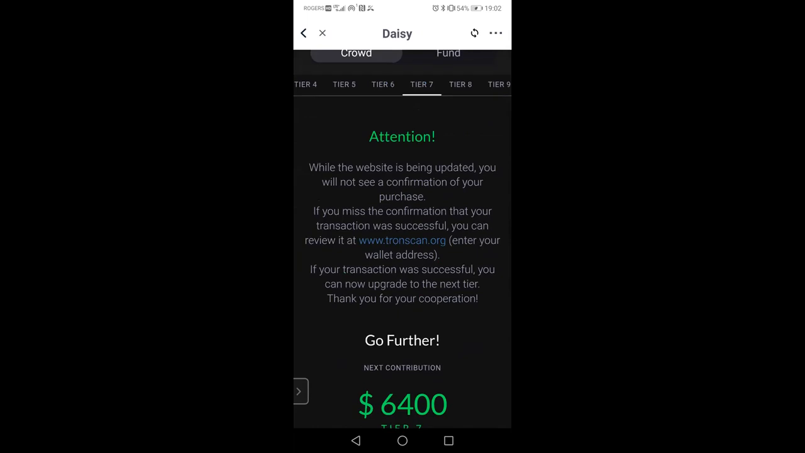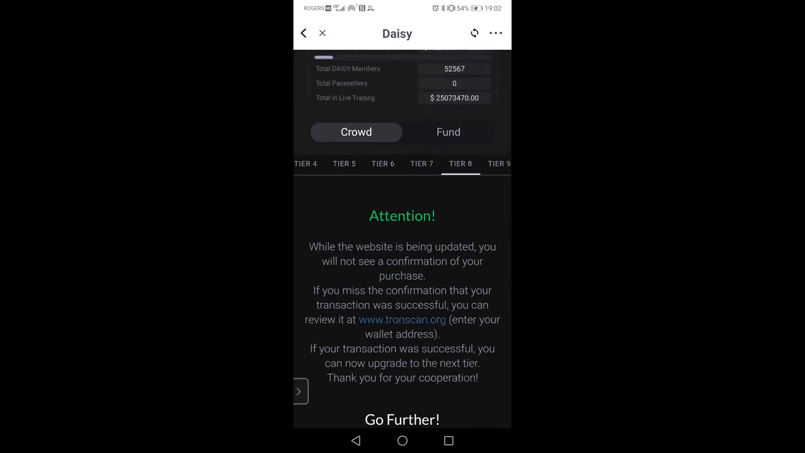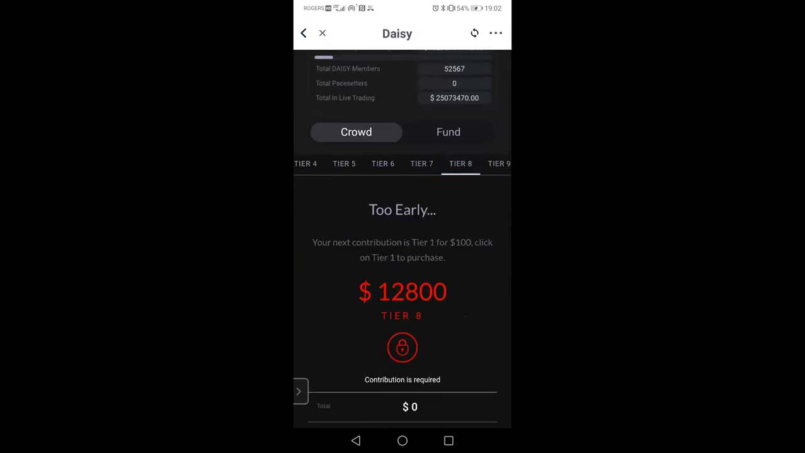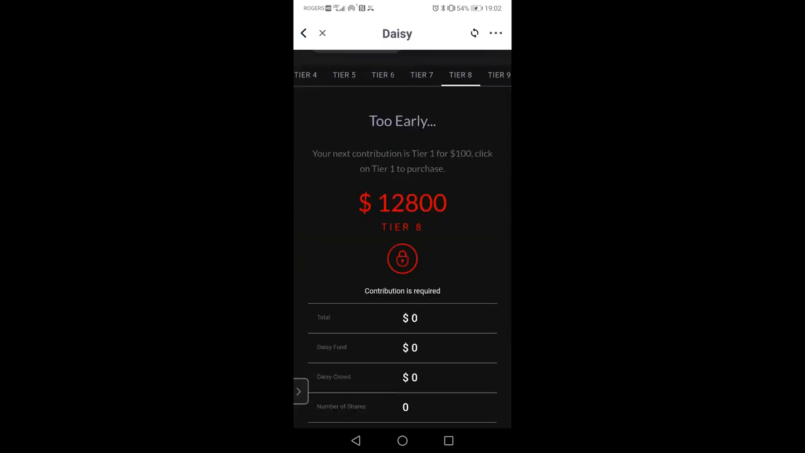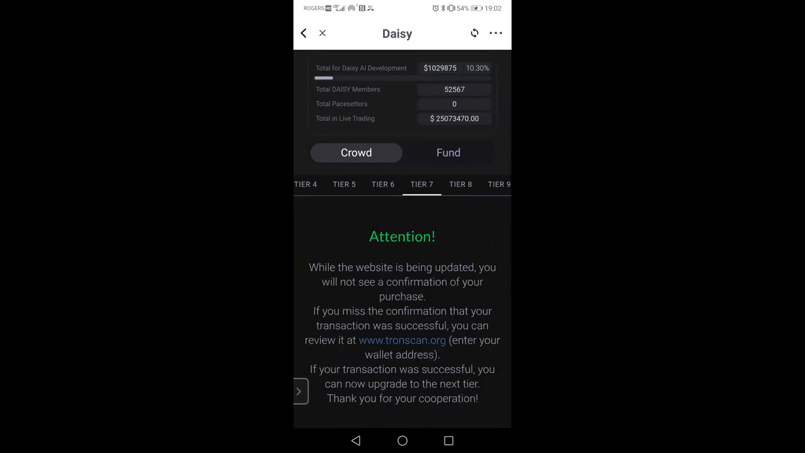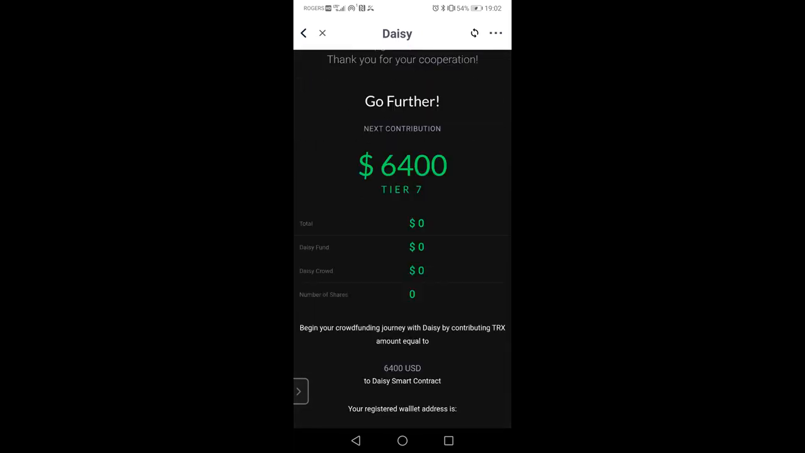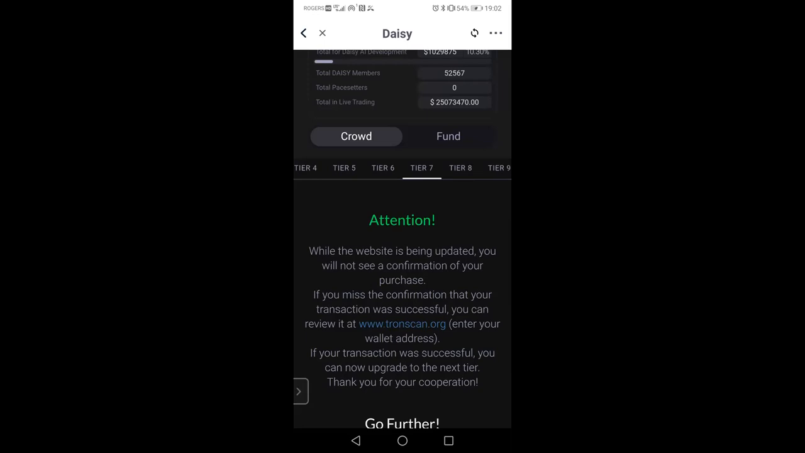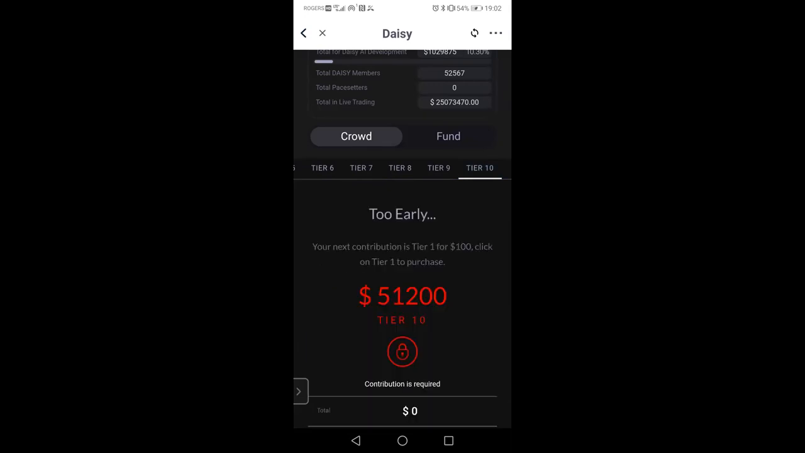And once I bought this one, I can go to tier 8 anytime I want. This shows red because I cannot buy tier 8 if I haven't bought tier 7. That's how it works. So in order for me to buy tier 8, I need to buy tier 7 first. And then when I buy tier 7, that will enable me to buy tier 8 and so on all the way to tier 10. Tier 10 being 51,200.